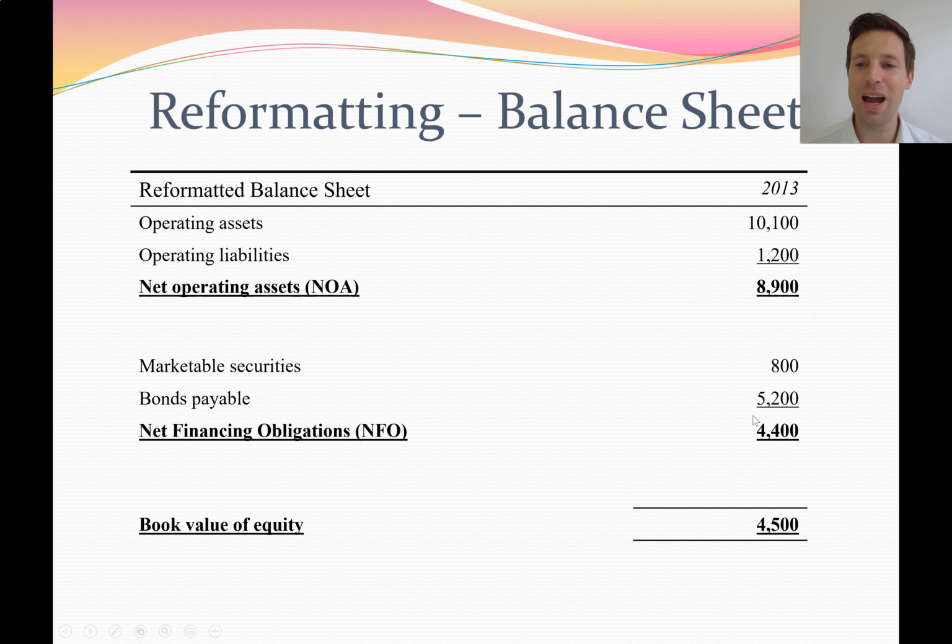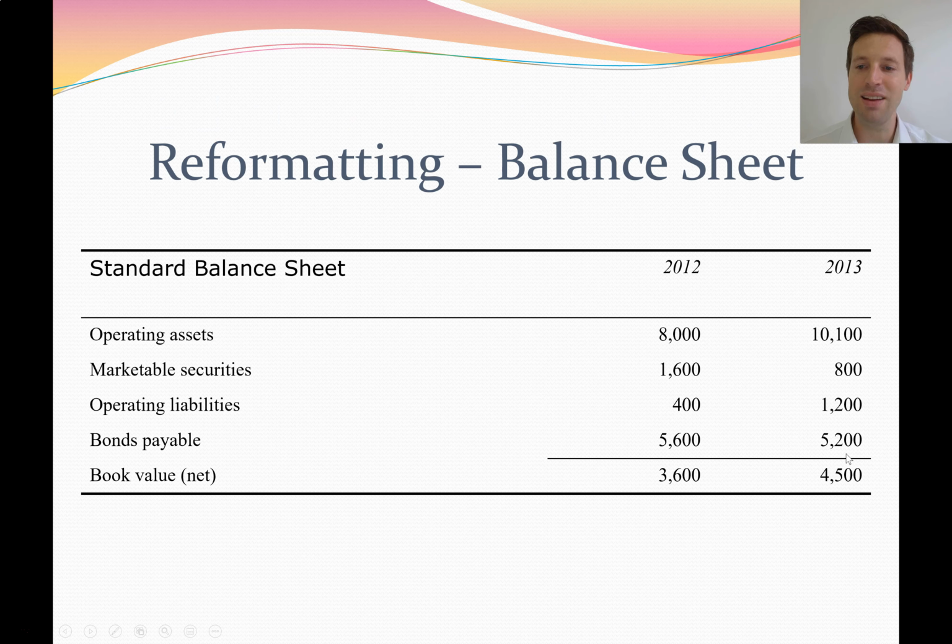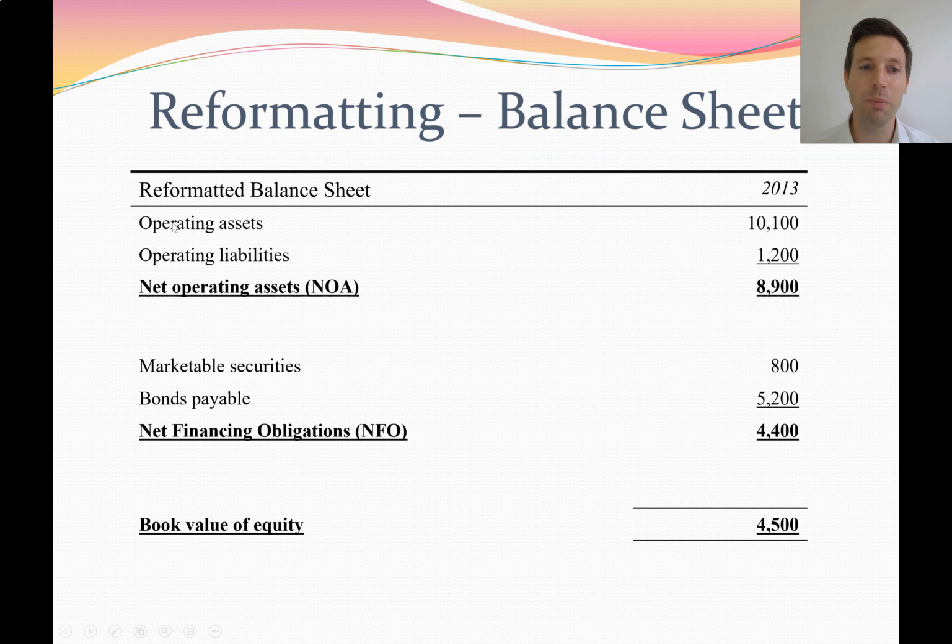And I've taken the liability minus the financing asset to get the NFO of 4,400. My net operating assets minus my net financial obligations still gives me that same book value of equity, 4,500, which is the same as in my balance sheet before I reformatted it. So my balance sheet still balances. We don't change the equity balances. We're just reclassifying some of these accounts into operating or financing activities.